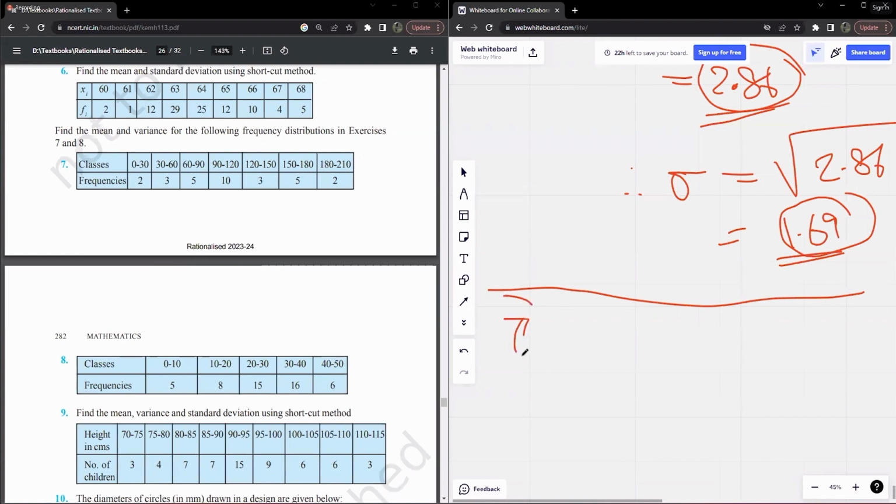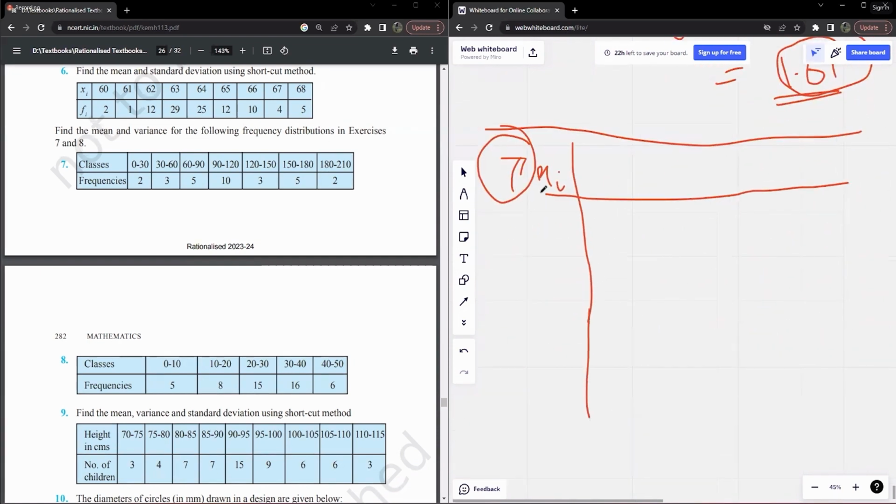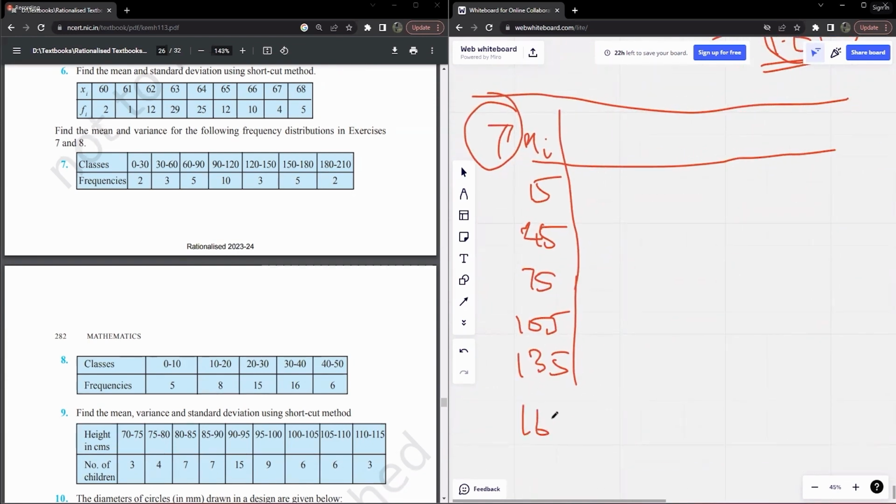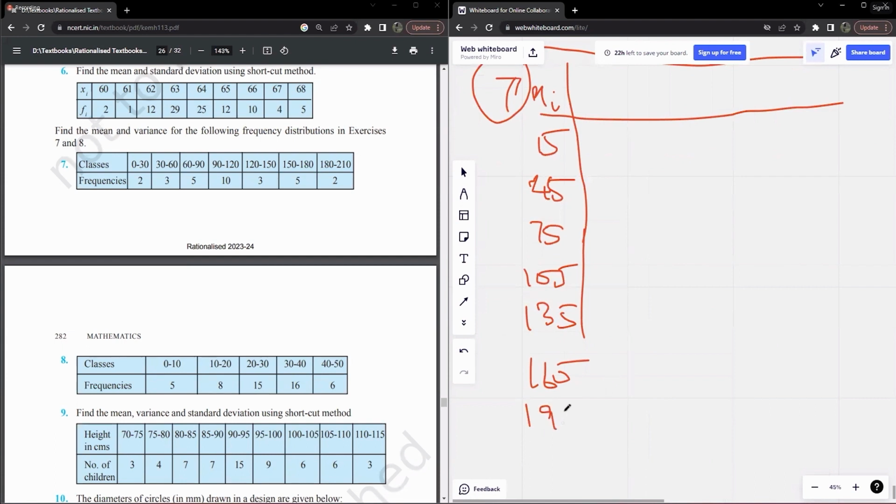Question number 7. So we have classes 0 to 30, 30 to 60, 60 to 90, 90 to 120, 120 to 150, 150 to 180, and 180 to 210. As usual, I'm not bothering with the classes. I'll directly write the midpoints as 15, 45, 75, 105, 135, 165, and 195. 7 classes.